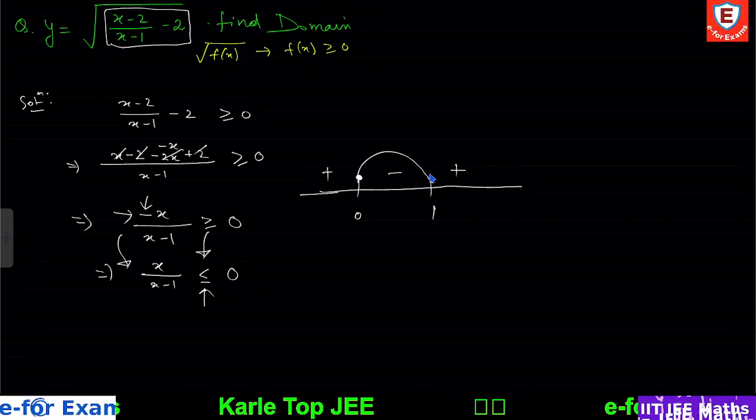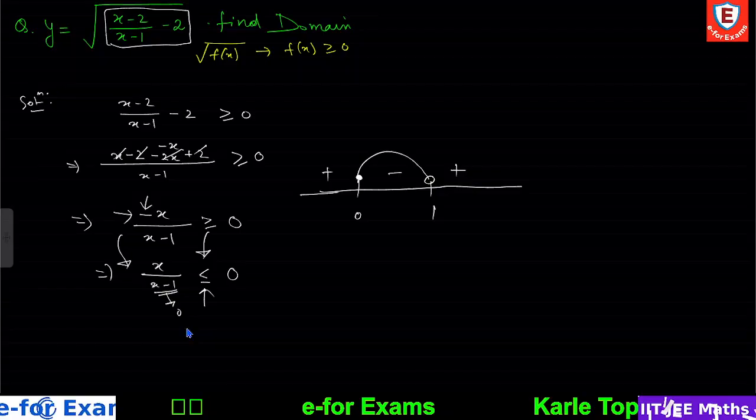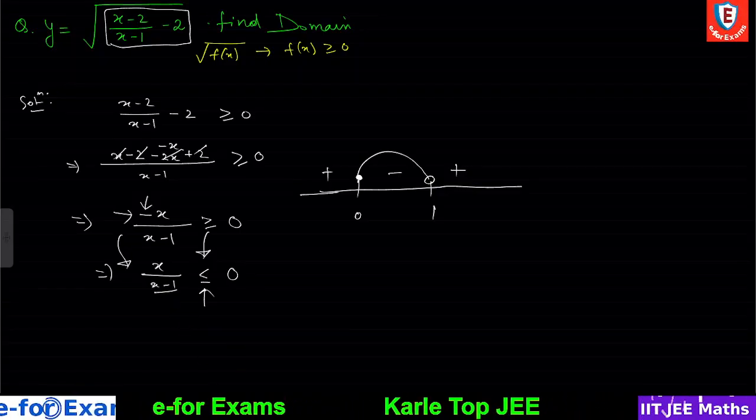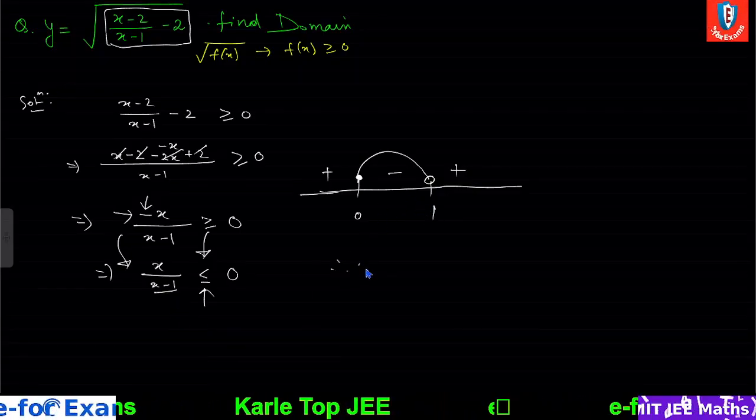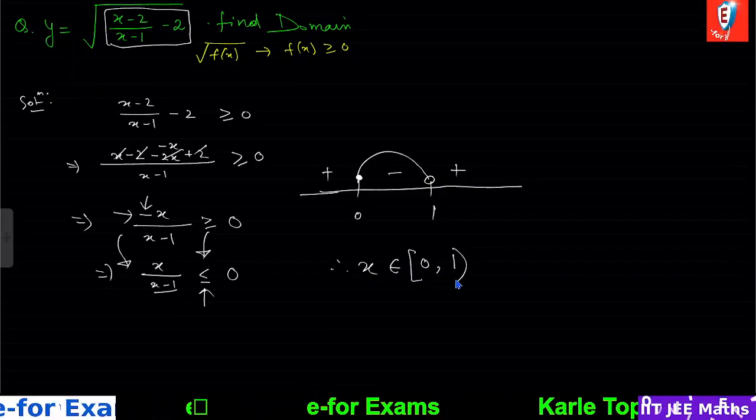1. Should we include 1 or not? We will not include 1 here. If we include 1, the denominator becomes 0 and it is undefined. Got it? So we will not use 1. Therefore x belongs to the closed interval 0 to open interval 1. That means 1 is not included.